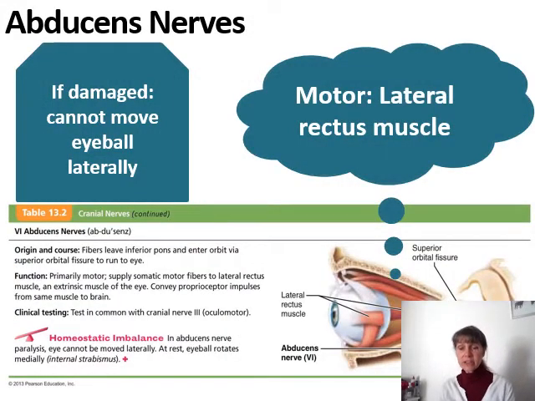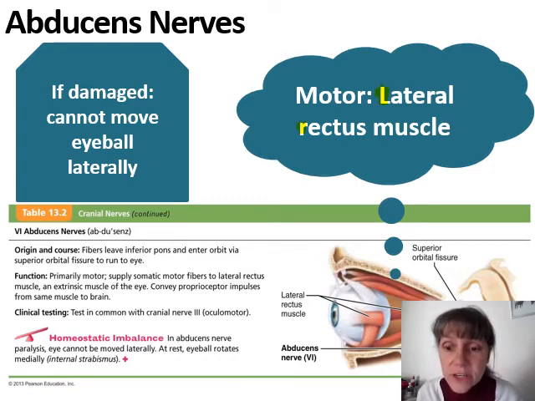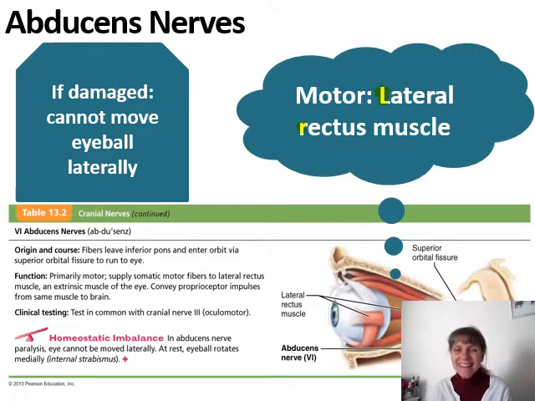This takes us to cranial nerve 6, which is the abducens nerve. Remember SO4LR6. The L stands for lateral and the R stands for rectus, because this is motor for lateral rectus muscle. So abducens, remember abduct, take away from midline. So here, I'll do this for you guys. That's the lateral rectus muscle that moves the eyeball laterally.